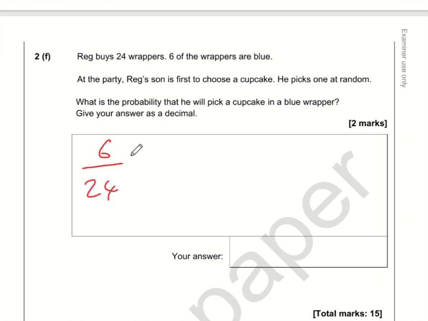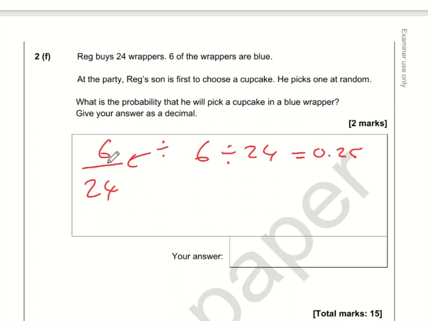Now, if you want to turn that into a decimal, just take the top, divide by the bottom. So to turn a fraction into a decimal, top divided by bottom, remember that line of a fraction does mean divide, and 6 divided by 24 is 0.25, which is a quarter. 6 is a quarter of 24.